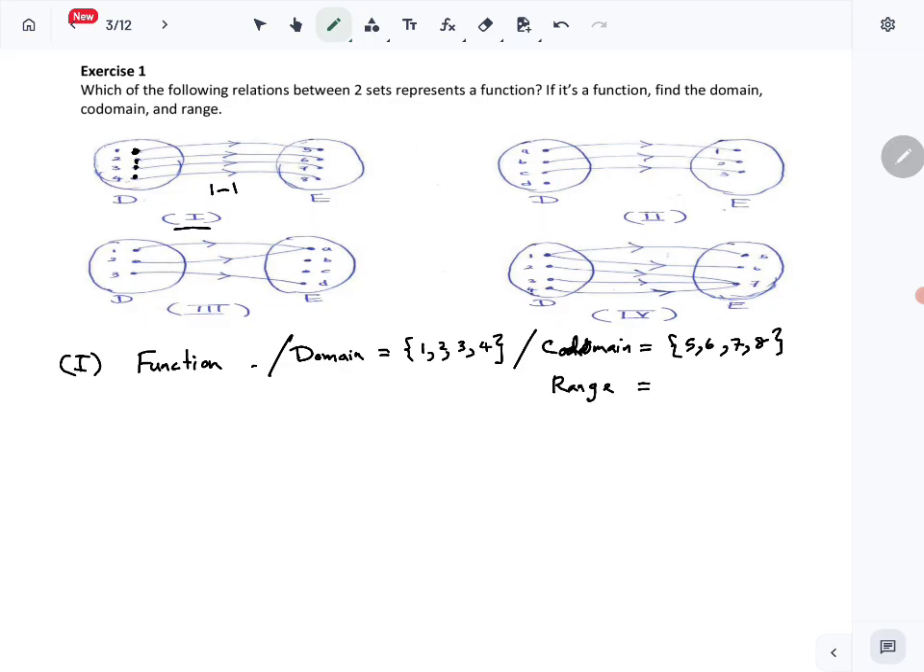Then what is the range? Range is all the outputs that are connected to an element in D. So 5 is connected to 1, 6 is connected to 2, 7 is connected to 3, 8 is connected to 4. So again, here codomain and range are the same thing. Actual outputs match all possible outputs, right? Then let's look at our second relation.